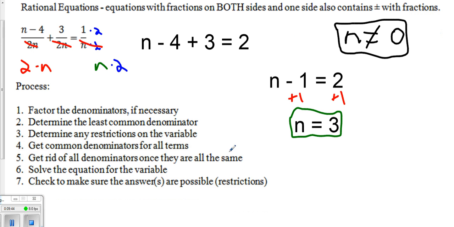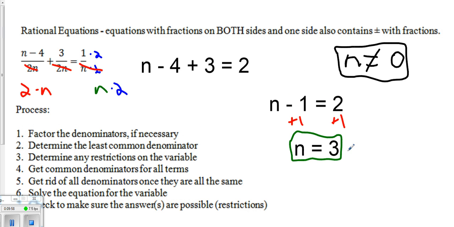So at this point, we were at step 6. We've solved the equation for the variable, n equals 3. Step 7, we need to make sure to check the answer, make sure that all of our answers are possible given our restrictions. Our answer says that n equals 3, and that'll make this work.